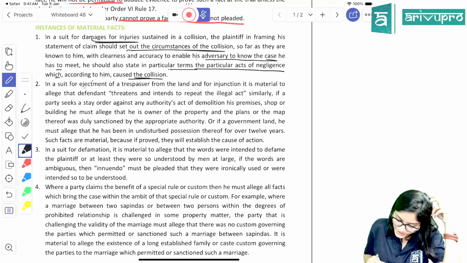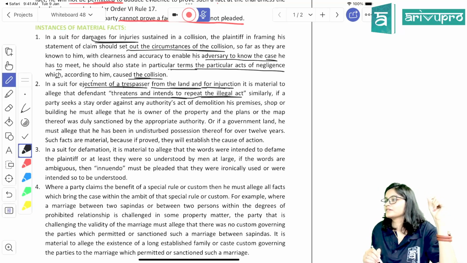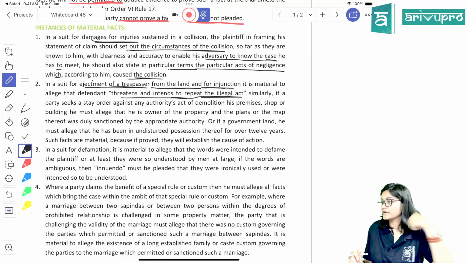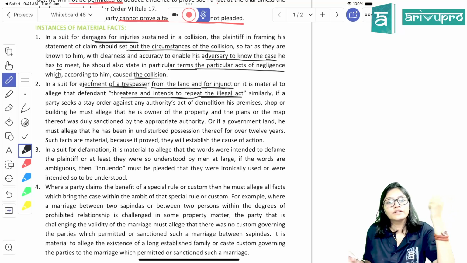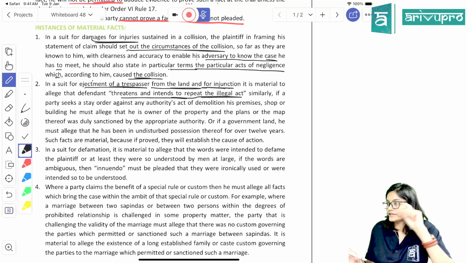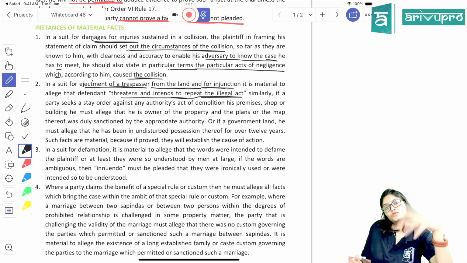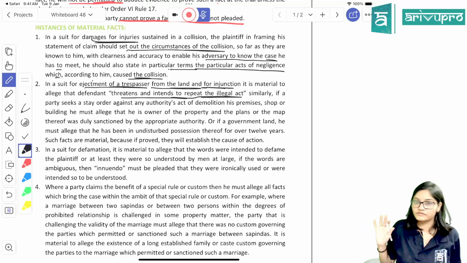In a suit for ejectment of a trespasser from the land and for injunction, it is material to allege that the defendant threatens and intends to repeat the illegal act. The case is for what? Ejectment of a trespasser. Who is the trespasser? Who is entering my property without my consent, right? So this also becomes very important. And I want an injunction, a stay order, that this person should not enter my property. This fact becomes important, that he is threatening me, that he intends to repeat this trespassing. Trespassing is illegal, right? So you have to mention it.